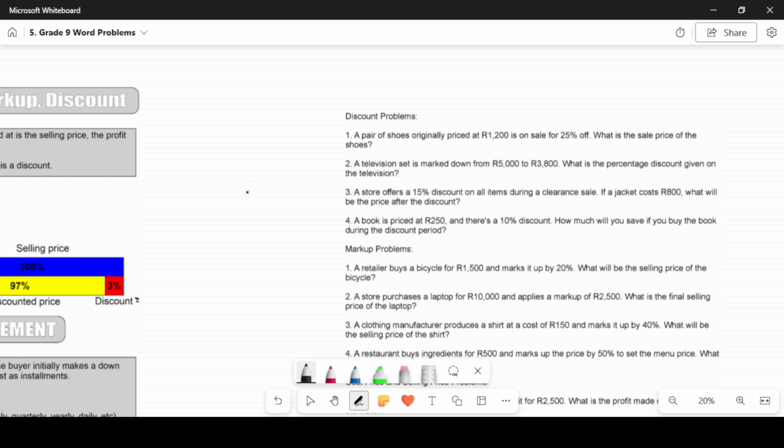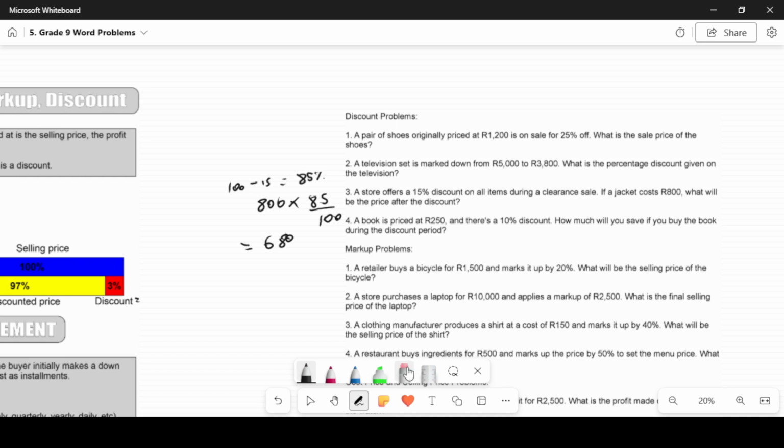So therefore what we can say, 100 minus 15 is what? 100 minus 15 should be 85%. So therefore 800 multiplied by 85 over 100 should give us 680. So the discounted price, or the sale price, will be 680, whatever you want to call it.